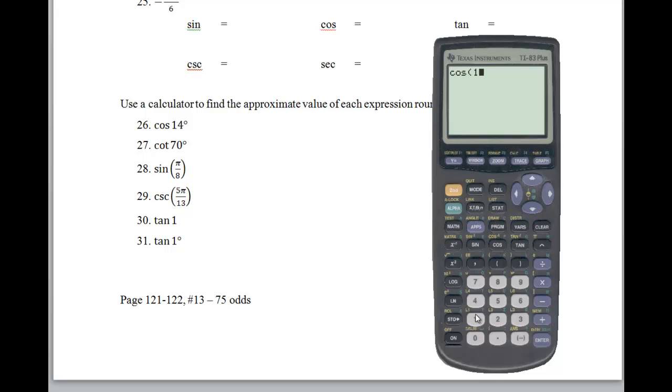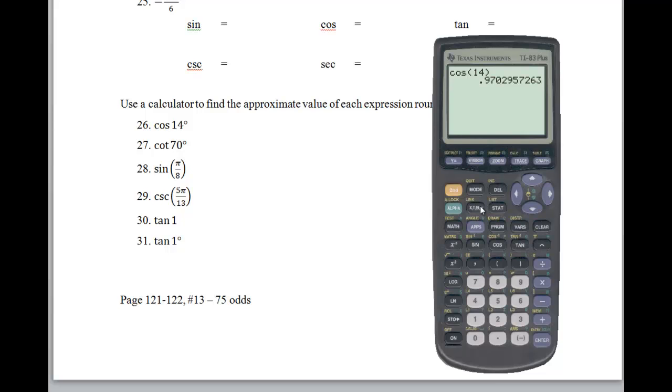So we're going to then quit out of that by hitting second mode, and we'll type in the cosine of 14 degrees. And the cosine of 14 degrees rounded to the nearest hundredths is 0.97, or 97 hundredths, is the approximation of cosine of 14 degrees.